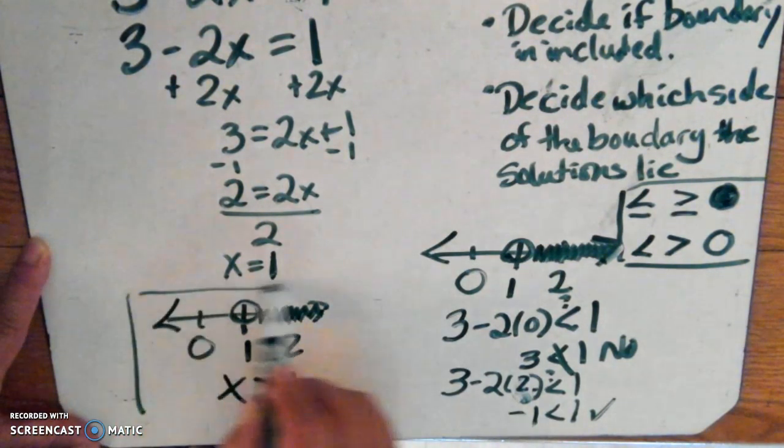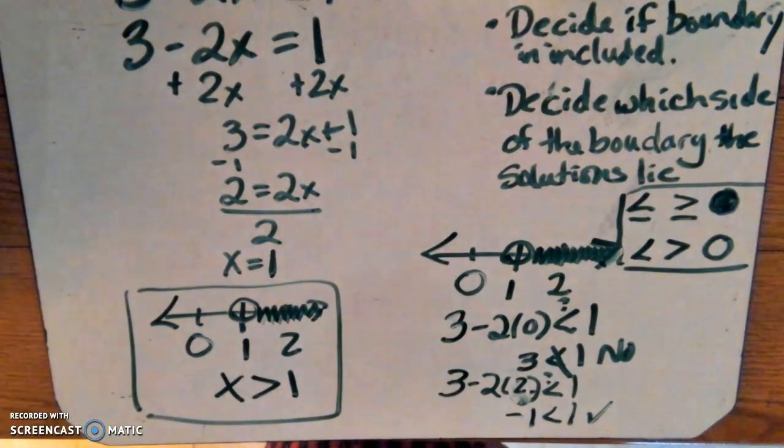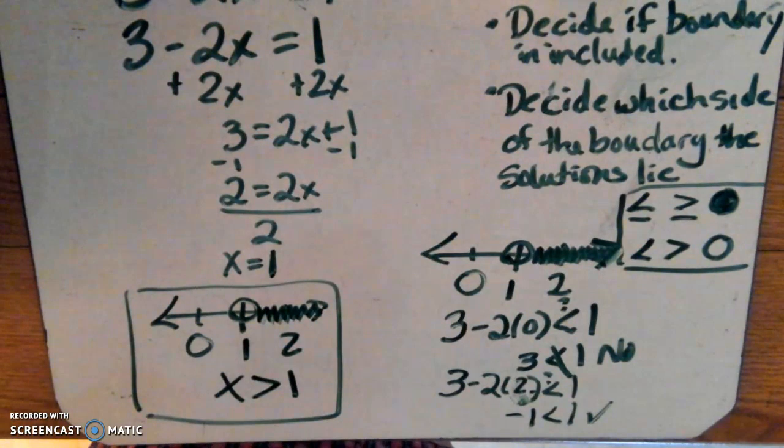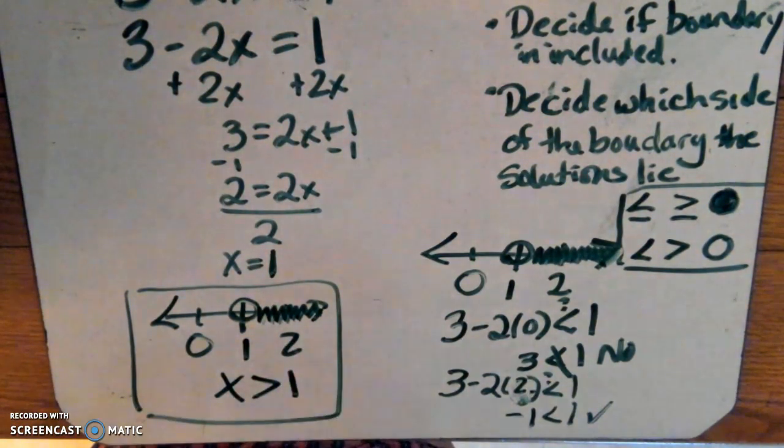So my answer to this question is expressed in two different ways. It's the same thing, but it's shown one graphically on a number line, and one written as an inequality. Okay? All right, so now you're going to try that.